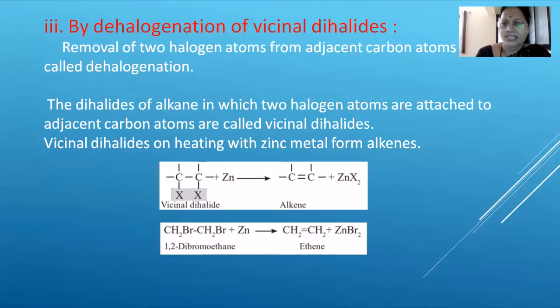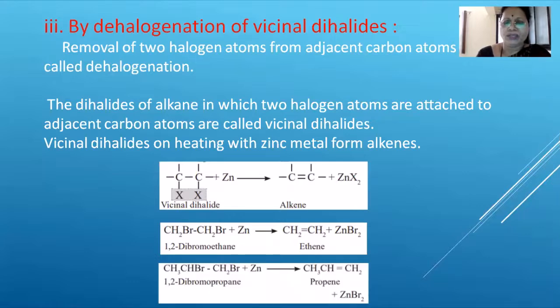1,2-dibromoethane, a vicinal dihalide, plus zinc gives the corresponding alkene, ethene, CH2 double bond CH2, plus ZnBr2. Then one more example, 1,2-dibromopropane plus Zn gives the next higher member of the alkene series, propene.